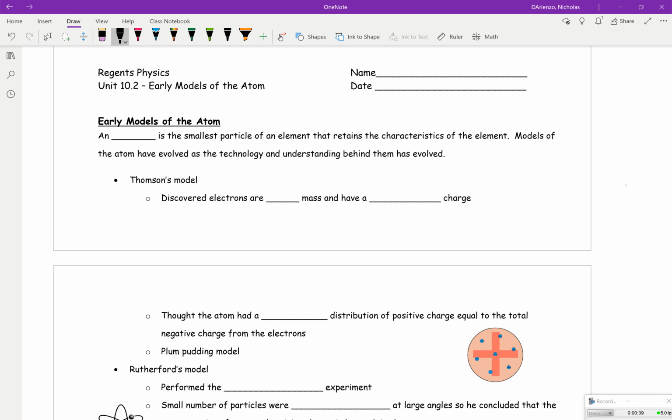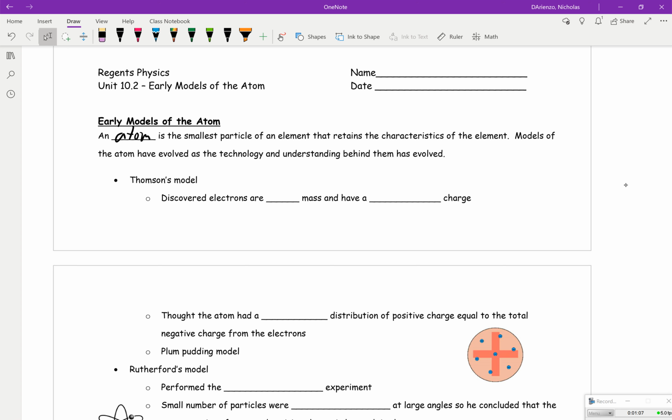So to start here, we know from your experience in chemistry that an atom is the smallest particle of an element that retains the characteristics of the element. We know that there's smaller subatomic particles that make up the atom, but the individual atom will still have all of the properties and characteristics of, let's say, the elements gold or mercury or silver, something like that.